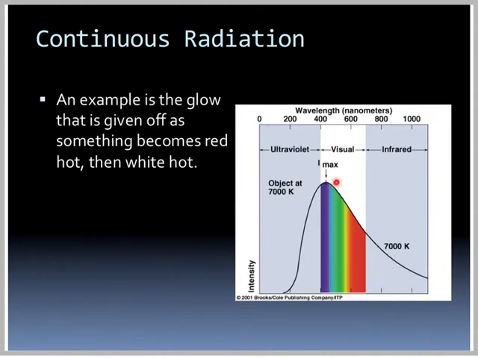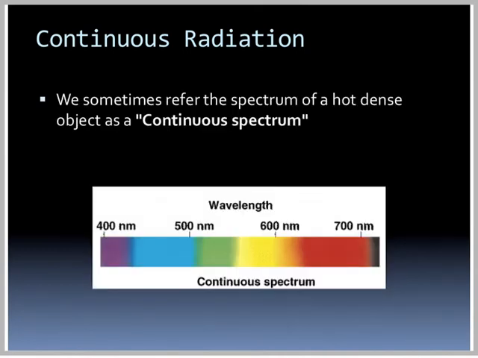The intensity is the amount of light of any given wavelength. And so if certain objects give off all these, we only see the wavelengths that are in the visible part of the spectrum. So, we sometimes refer to the spectrum of a hot, dense object as a continuous spectrum. Continuous spectrum, all wavelengths are visible.